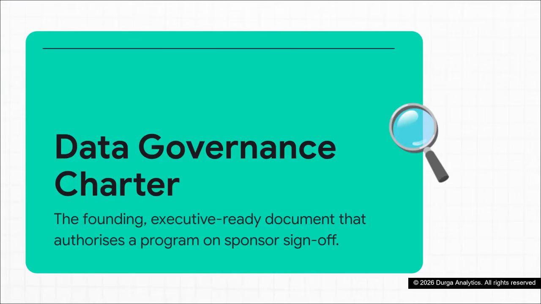So, what exactly is a data governance charter? Well, it's your founding document. It's a concise, executive-ready statement of exactly why your program exists, what it covers, who is accountable, how it actually works, and how it's funded. But here's the kicker. Most importantly, it is the physical artifact a sponsor signs to officially authorize your program. Without that signature, it's literally just a piece of paper.